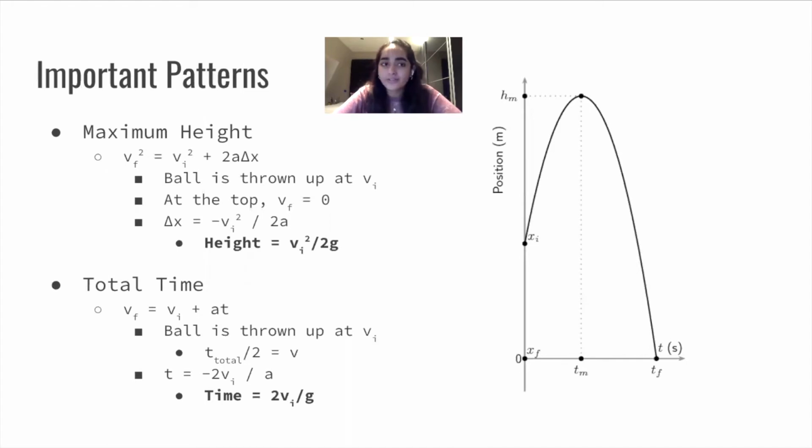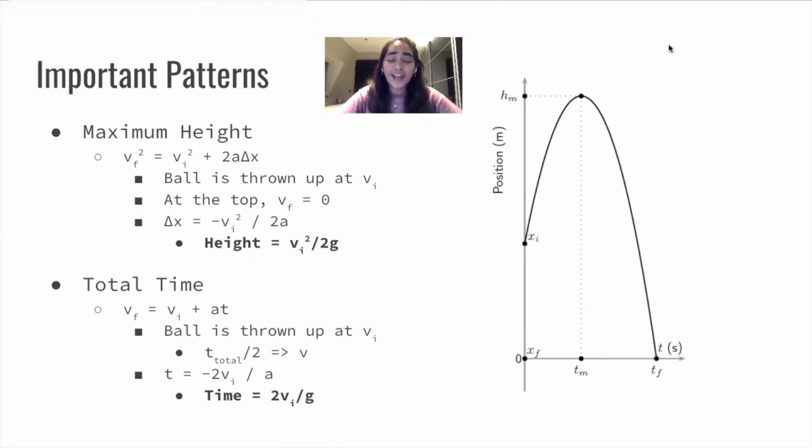Important patterns. First up, we're going to be dealing with maximum height. This is when we have the velocity equals 0, as I mentioned before. So the ball is thrown up at an initial velocity. You reach your max here, right there. And you can use this formula to substitute in the final velocity as 0 right there. And then you can derive it through and find that height, your maximum height.